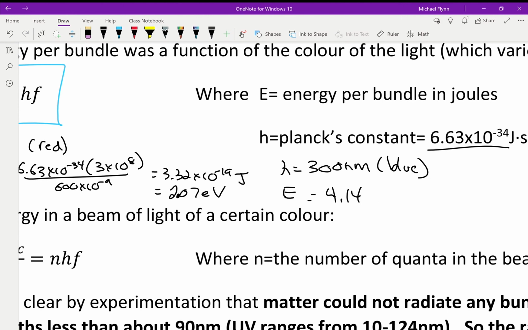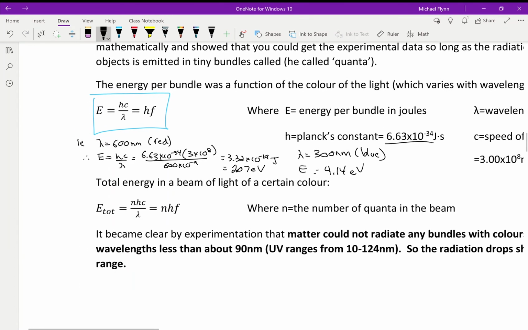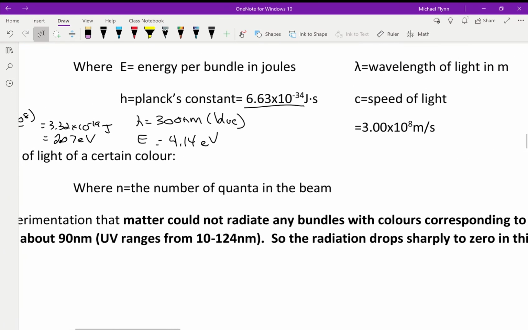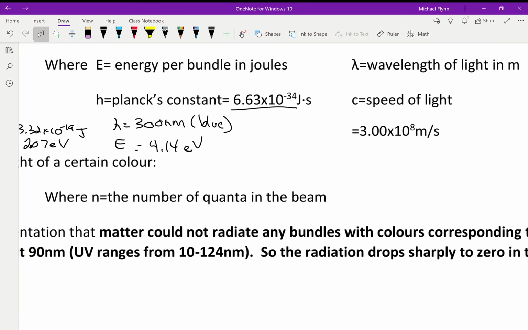So here's the deal. Red bundles, red quanta, have less energy than blue quanta. In fact, blue quanta have twice as much. Now, if you go to ultraviolet, there's even more energy per quanta. Now, what is a quanta? Well, Planck doesn't really know. He just says, look, you're trying to model light like a continuous wave coming from the atom. It's not working. They seem to be emitting these little blips of energy.